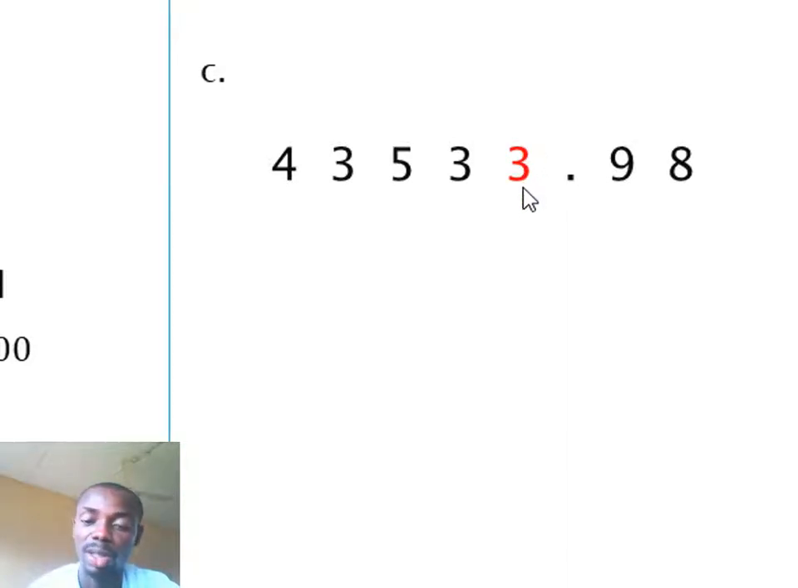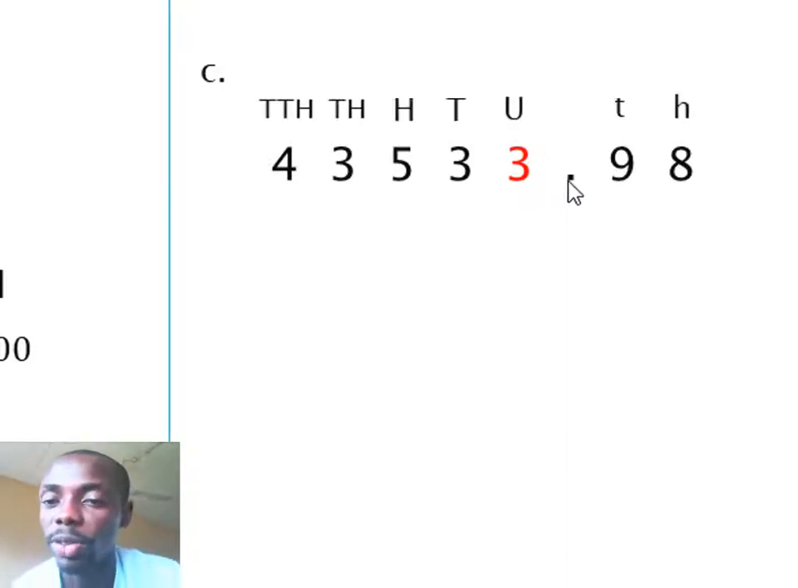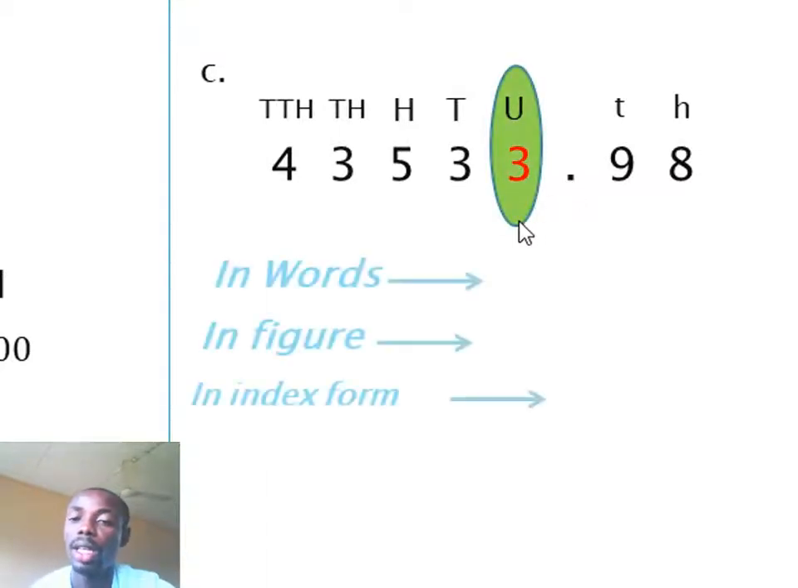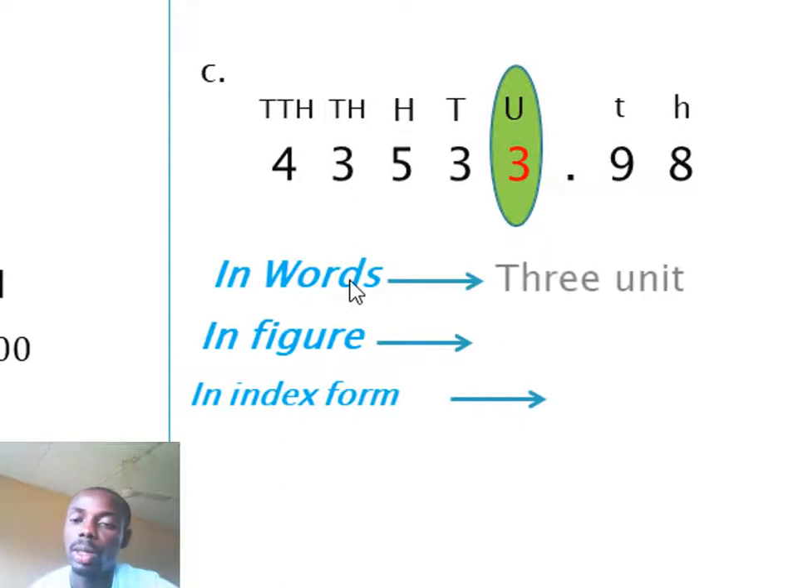Alright, the next example, we want to get the place value of 3. And of course, it's going to be units, the last digit before the decimal. So in words, it's going to be 3 units, or you say 3.